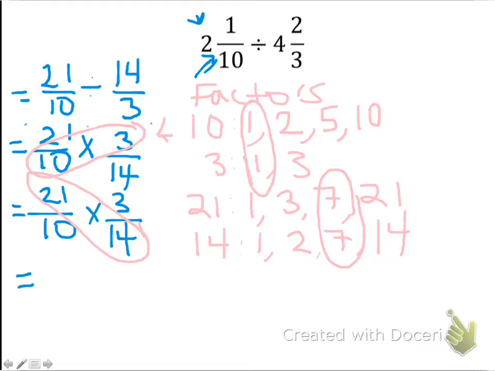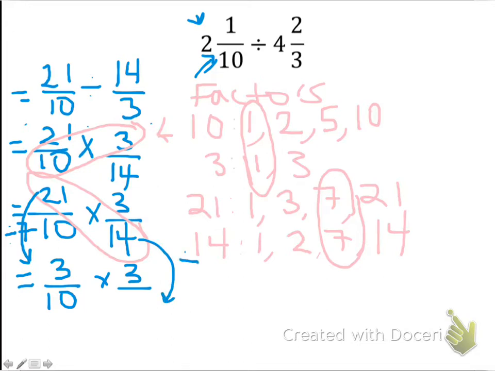So what's 21 divided by 7? It's 3. Times 14 divided by 7 is 2. What's 3 times 3? It's 9. 10 times 2 is 20. So our answer is 9/20. Can this be simplified? No. So it is our final answer. And that's all you do for dividing mixed numbers.